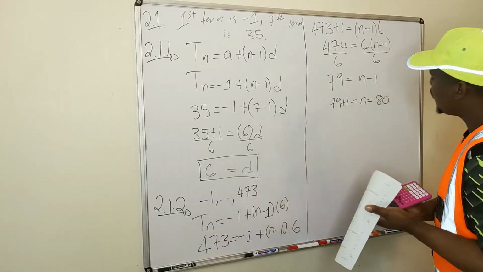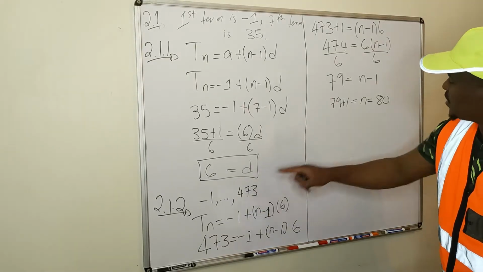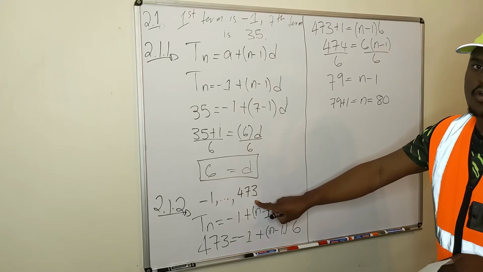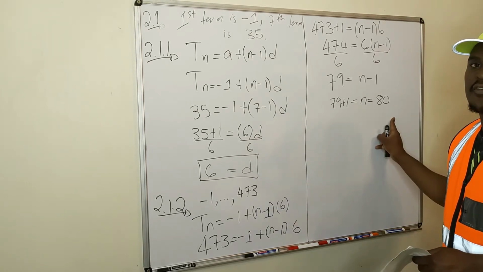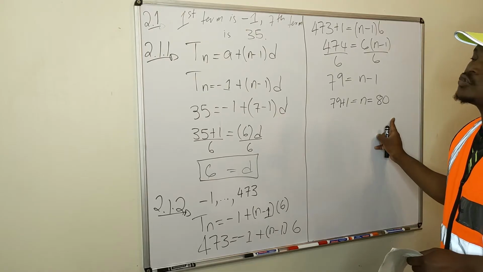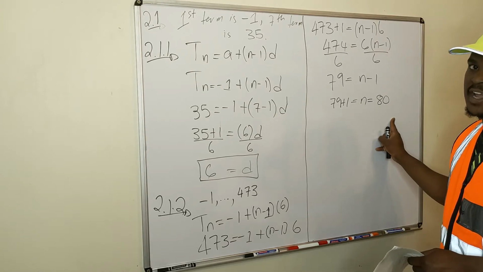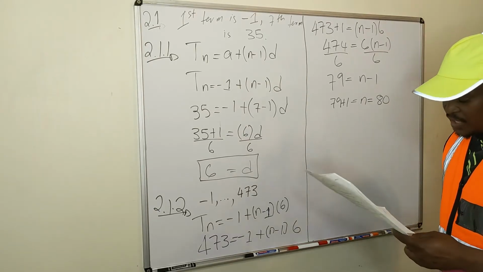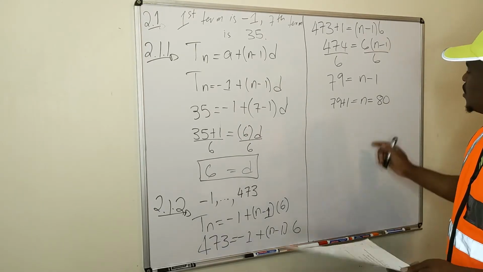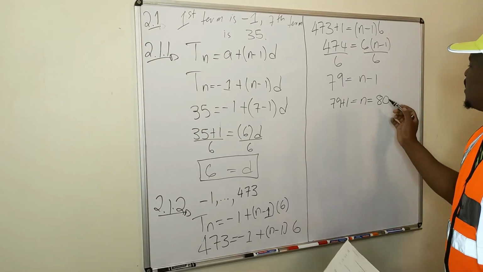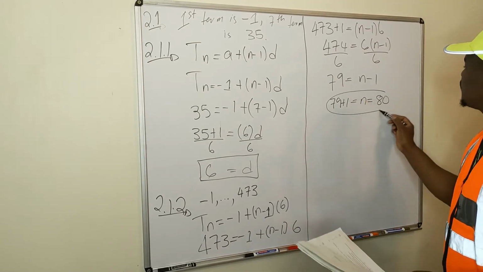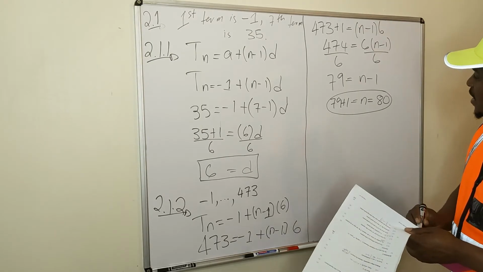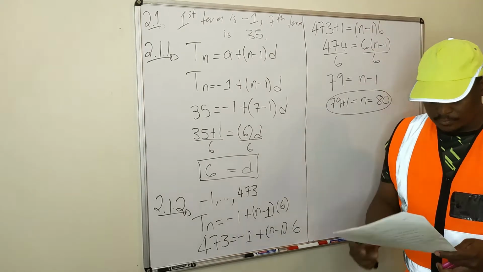So now we find that 473 is the 80th term. If 473 is the last term in our sequence, that would mean the number of terms we have in the sequence is 80. So what was the question? Determine the number of terms in the sequence. It means that now we have 80 terms in our sequence. That's what you say, and we're done with it.